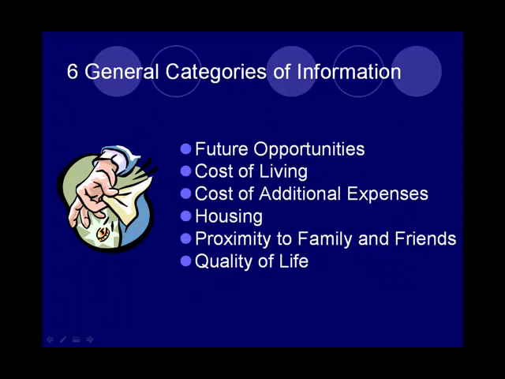After all the factors were collected, 6 general categories of information were determined. Future opportunities, cost of living, cost of additional expenses, housing, proximity to family and friends, and quality of life ended up being the main categories.